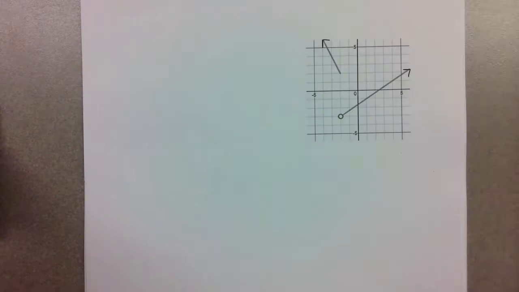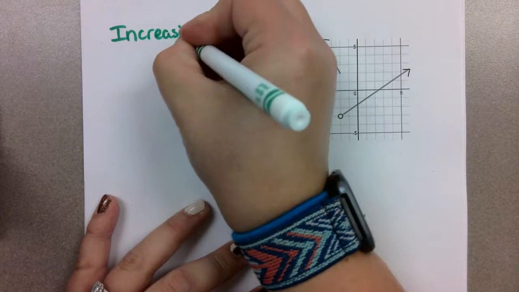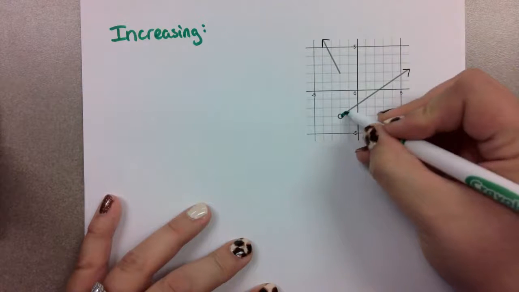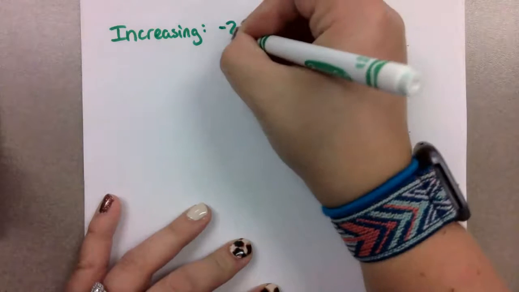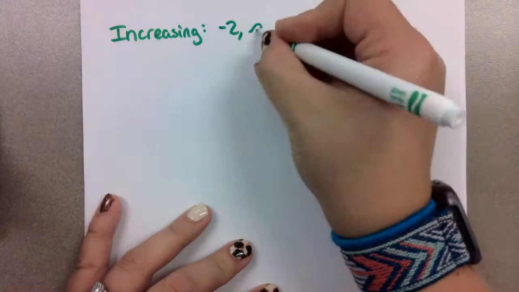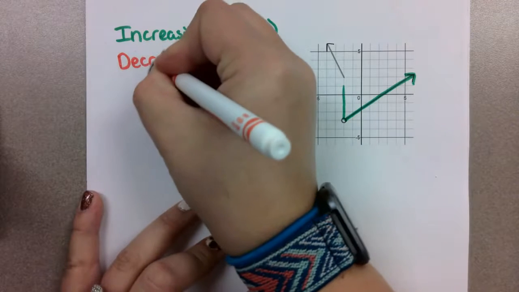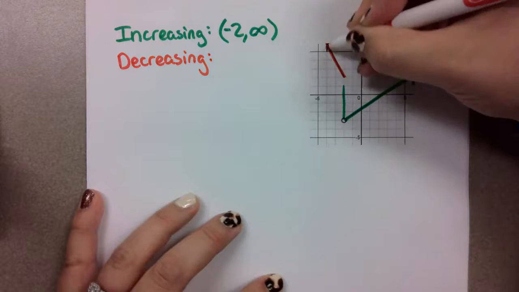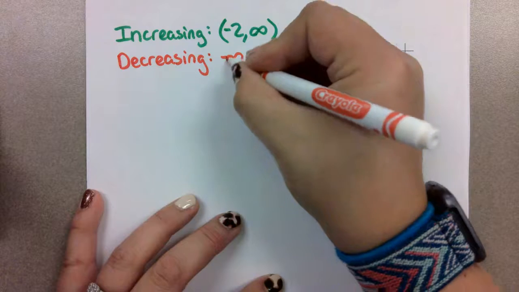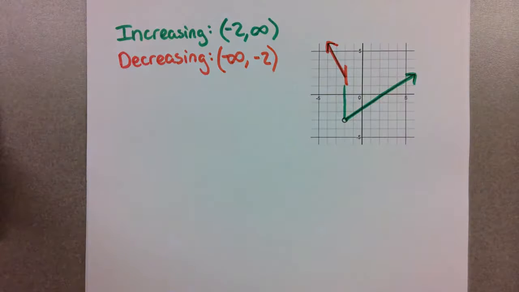All right, for our next one, where is my function increasing? Well, it's going up from left to right here. It starts increasing when x is negative 2. It never stops increasing, so negative 2 to infinity, both with parentheses. And then we have decreasing. Where is it going down from left to right? It is going down on this part right here. So that's negative infinity until we hit negative 2 for our x value, again with parentheses.